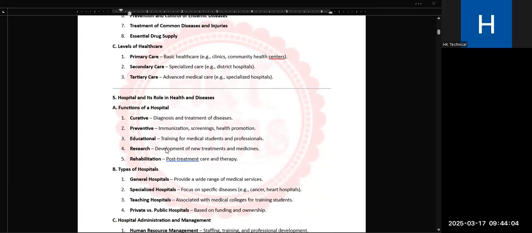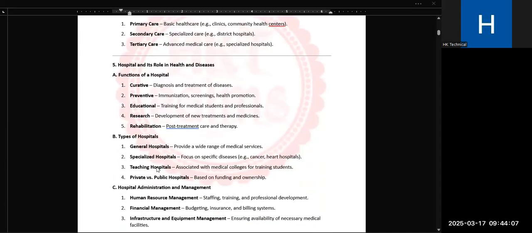Then we have the hospital and its role in health and disease. Functions of a hospital include curative, preventive, educational, research, and rehabilitation. Curative function includes diagnosis and treatment of diseases. Preventive function includes immunization and screening for health problems. Educational function includes training for medical students and professionals. Research function includes development of new treatments and medicines, and rehabilitation function includes post-treatment care and therapies.